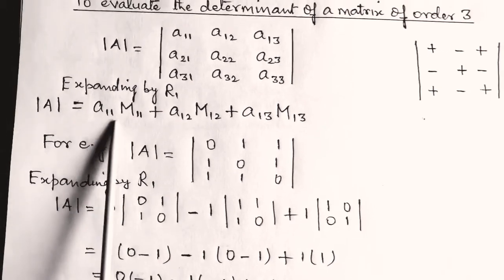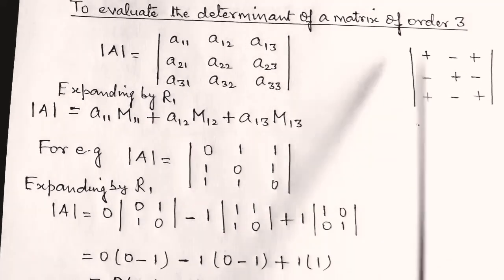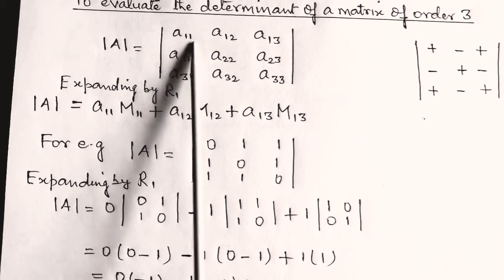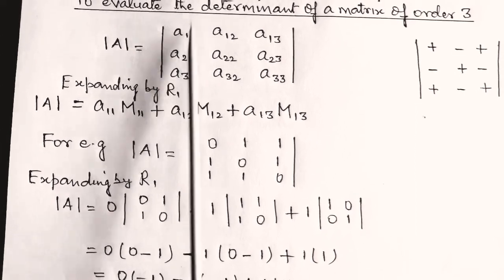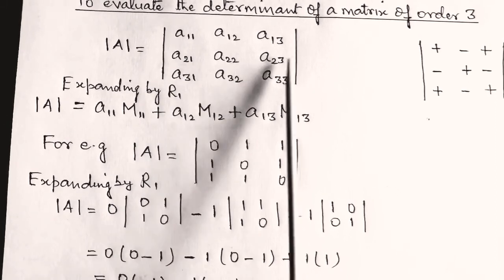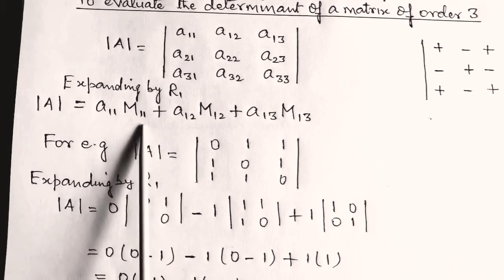So the determinant value will be, this is how to expand it. Take the first element, where we have the plus sign. So A11 multiplied by its minor. Now leave the row and column, so in the minor you have A22, A23, A32, A33. So that is M11.